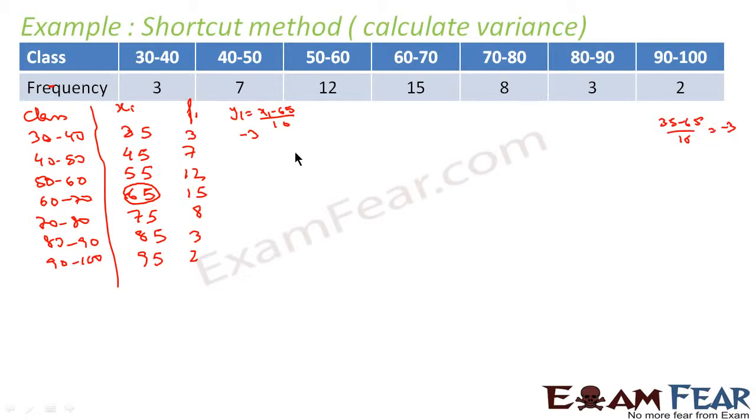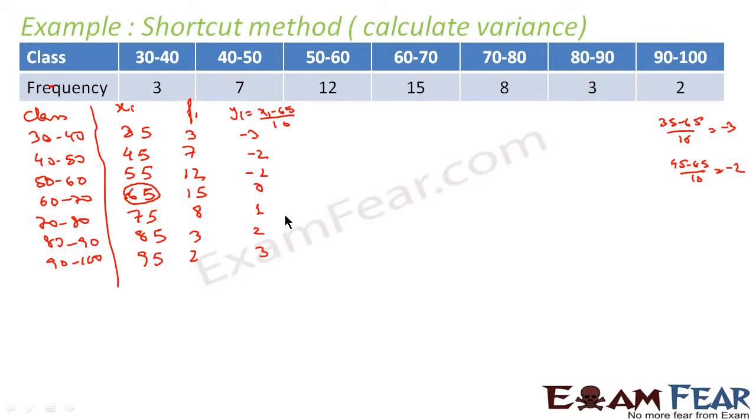Similarly, 45 minus 65 divided by 10 gives minus 2. So this becomes minus 2. Similarly, this becomes minus 1. This becomes 0, 1, 2, and 3. So we got the values of yi.